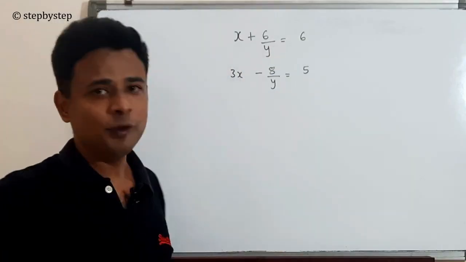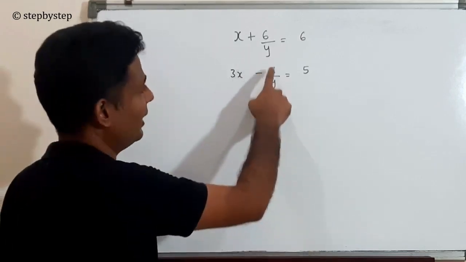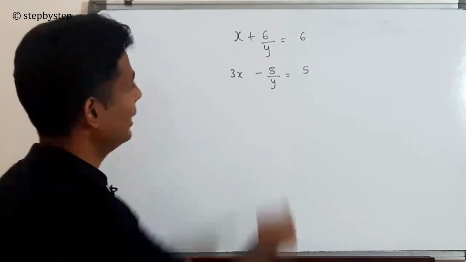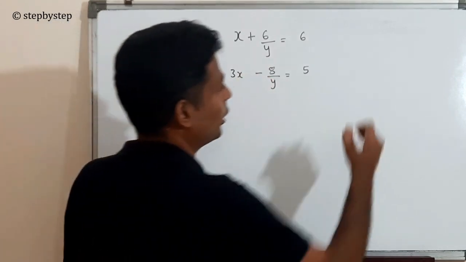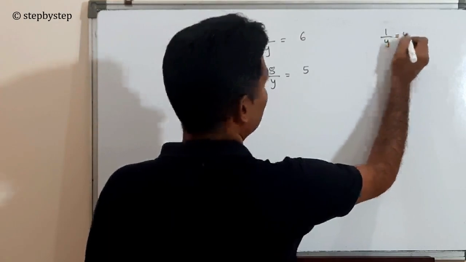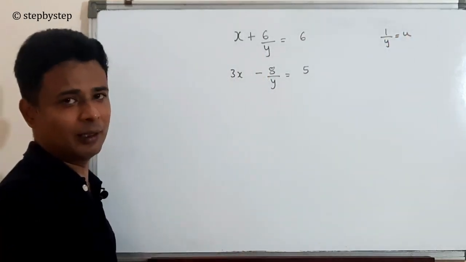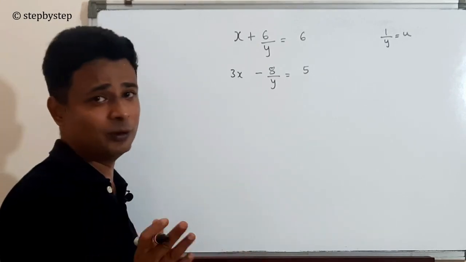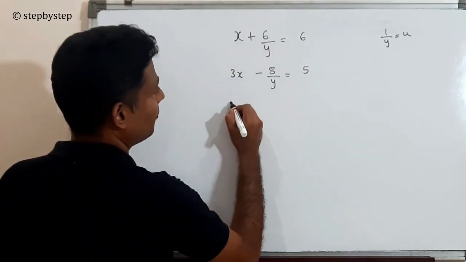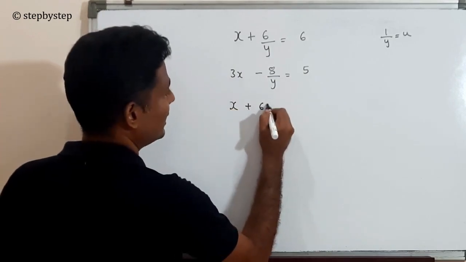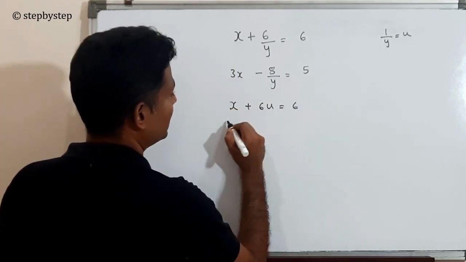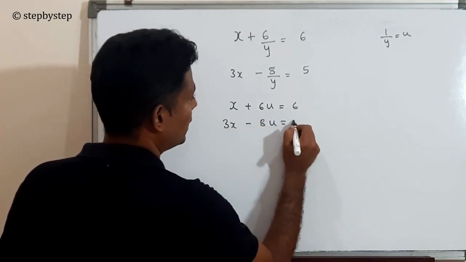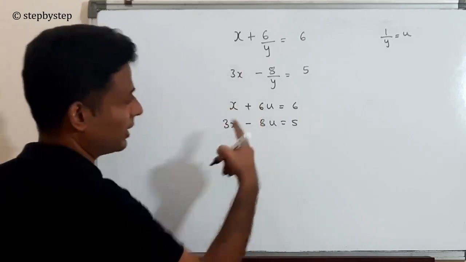Solve the given pair of linear equations. Now if you remember, when x and y are in denominator, we used to take 1 by x as u, 1 by y as v. In this case, only y is in denominator. So what we'll do is, we'll take 1 by y as u. You can take it as any number. You can denote it as u, v, m, n, anything other than x and y, you can use anything. So what does this become? x plus 6u equal to 6. And this becomes 3x minus 8u equal to 5. So this equation becomes like this.